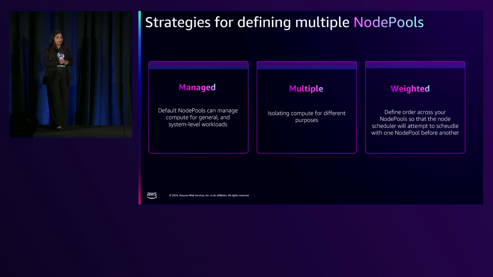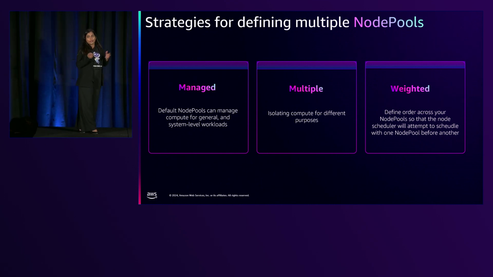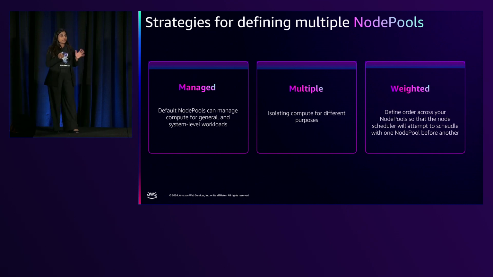Again, the strategies for defining multiple node pools still apply to EKS Auto Mode as well. If you want to get started quickly and are looking for that simplified getting started experience, you can use the general purpose node pool or the system node pool. You can use multiple node pools as well along with the general purpose node pool. The general purpose and the system node pool come with a default weight of 0. And if you want to prioritize your workloads to be handled by your own node pool, you can configure the weights accordingly.